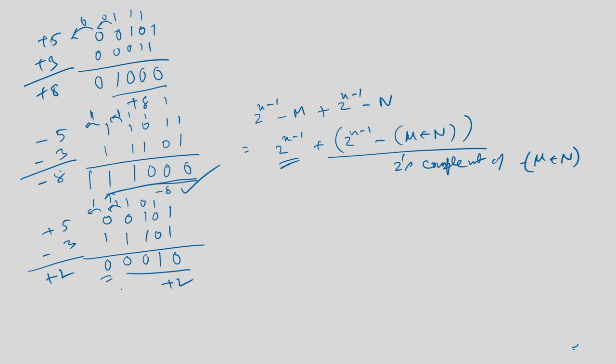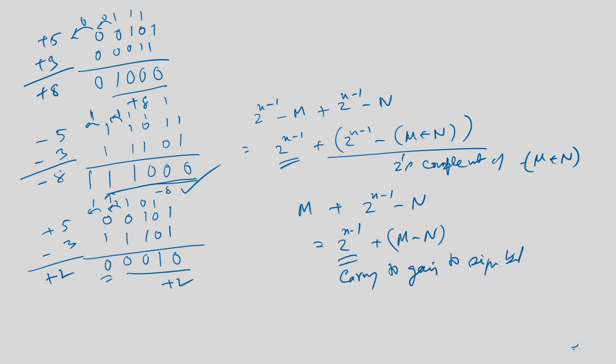So, this is correct. So, what is happening here is basically your m is 5 and then minus 3 is 2's complement. So, this is 2 to the power n minus n. So, effectively what I am getting here is this m minus n, which is a positive number, plus 2 to the power n minus 1, which is basically the carry going to the sign bit, right. And since one of the values is 1, that carry is getting added with the sign and there is a carry out. But again important thing, this is 1 1, right.